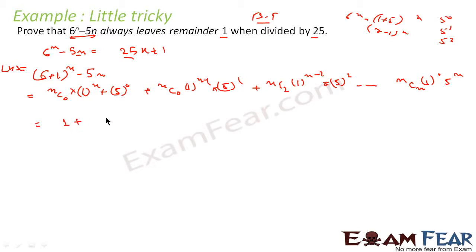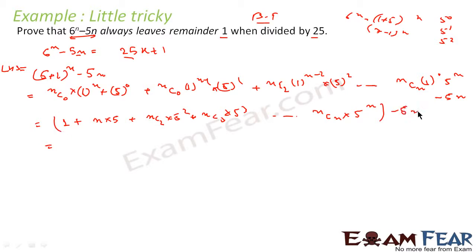This is 1 plus nC1, which is n, into 5, plus nC2 into 5 square, plus nC3 into 5 cube, and so on, up to nCn into 5 to the power n. So if we observe, this is the expansion, and we have to subtract 5n here, correct? Because we are talking about LHS, from this we have to subtract 5n. LHS is equal to this minus this. So you see 5n is gone here.